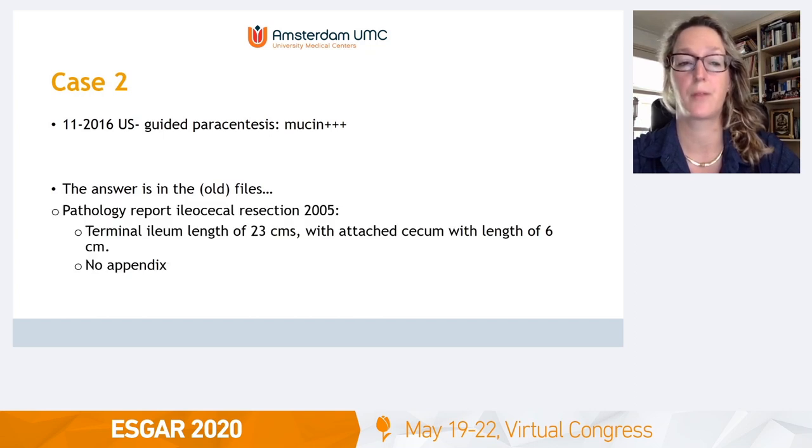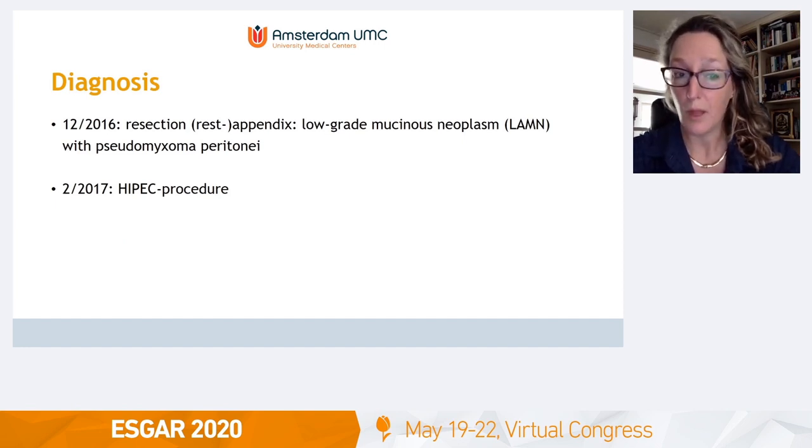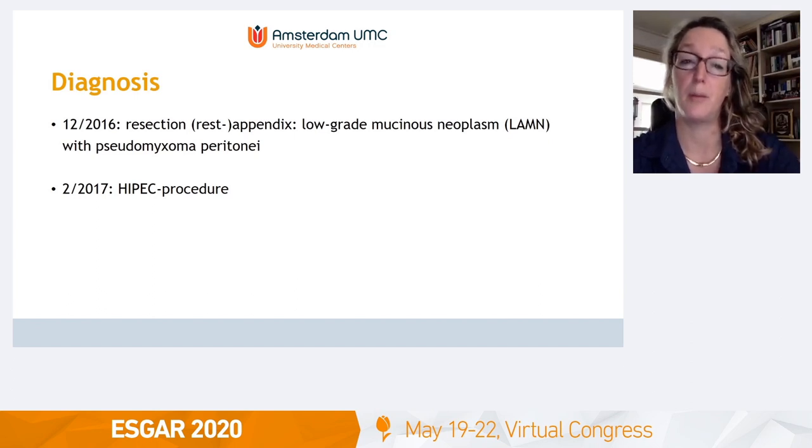But the answer is in the very old files. There was a pathology report from the ileocecal resection in 2005, and they stated that there was terminal ileum and cecum attached, but no appendix. So there we have it. We have a low-grade mucinous neoplasm with pseudomyxoma peritonei from the appendix or remnant appendix that was not resected in 2005. Resection was performed in December 2016, and pathology proved indeed the correct diagnosis. And in February 2017, a HIPEC procedure was performed.